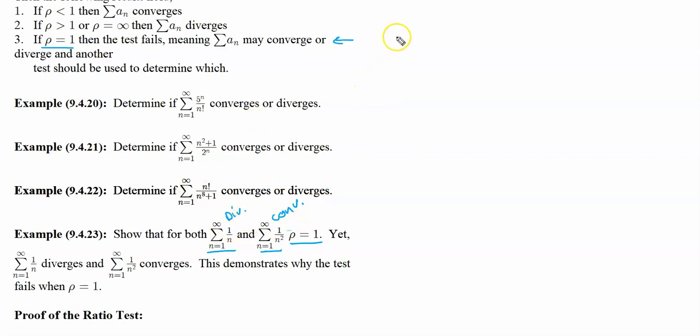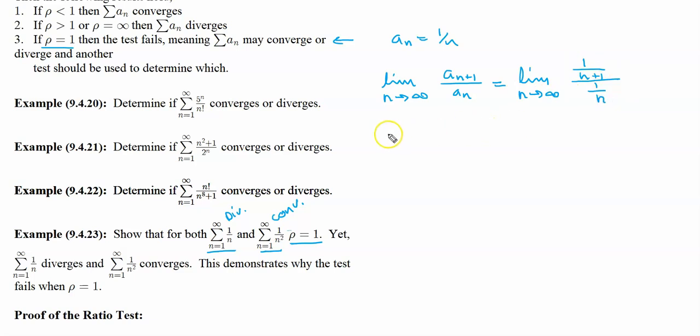So for the first one, the a_n's are 1 over n. So if we look at the limit, of course that's going to be, and then just simplifying that, we see that we get 1, right? Okay, so in this case, we have a series that diverges, and the rho came out to be 1.